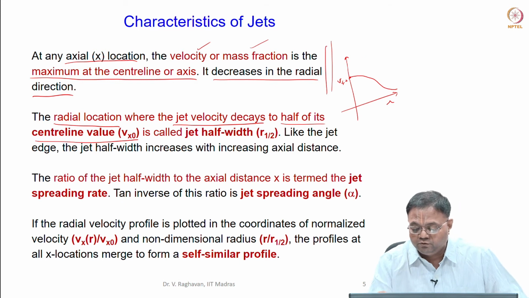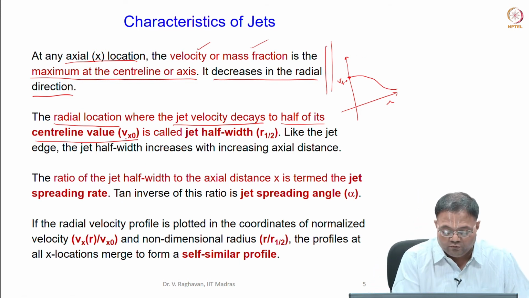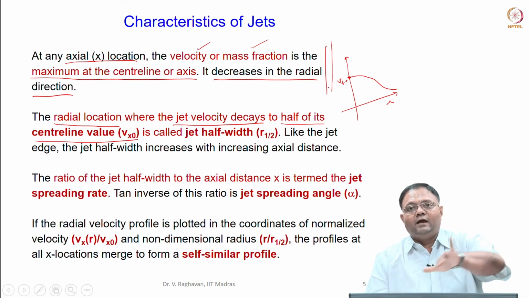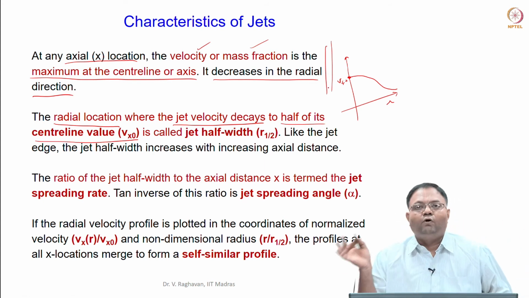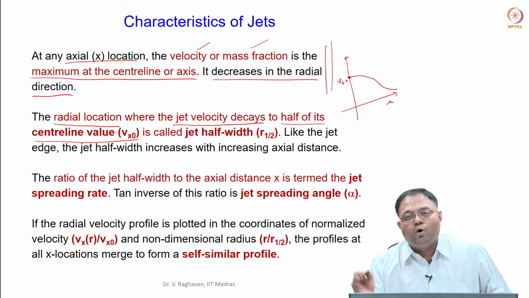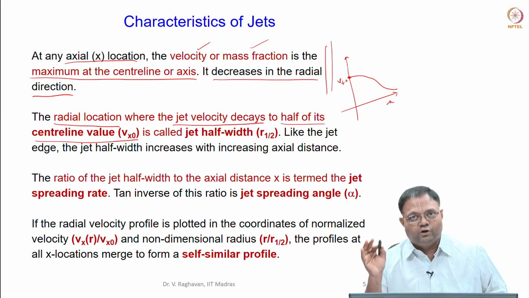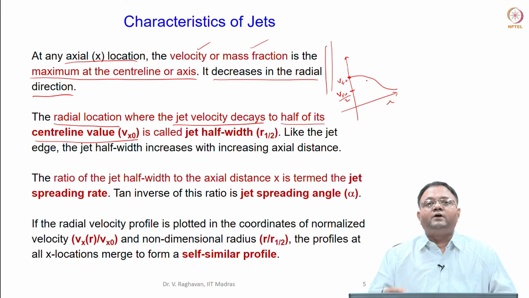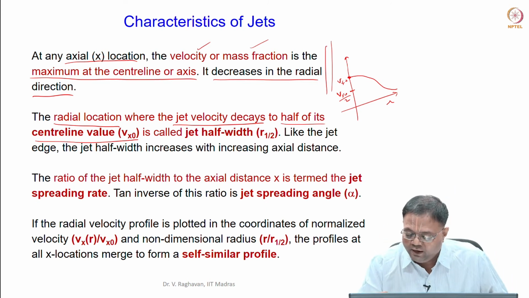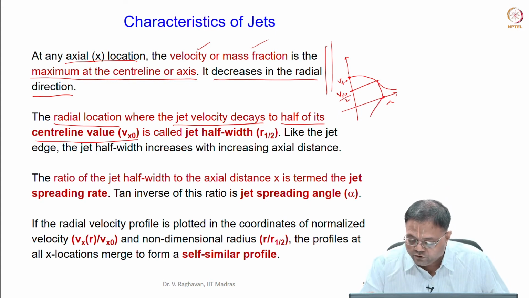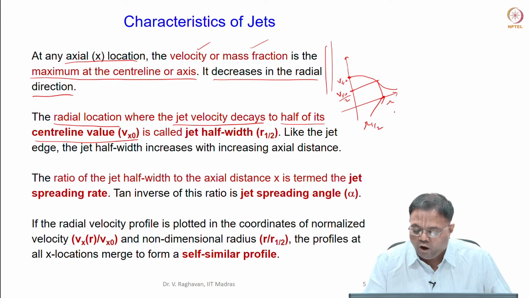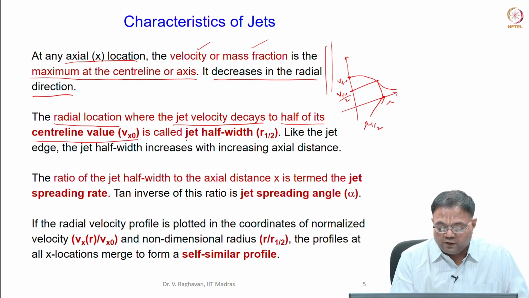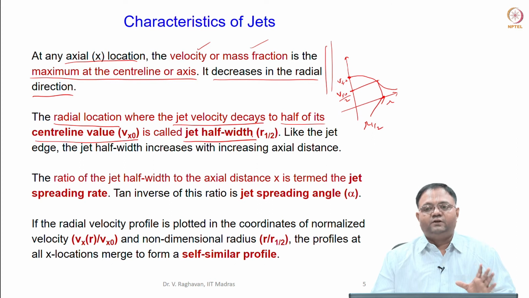So you can see that starting from the Vx naught value, the central line value, it decays to a low value at far field. So instead of going till infinity or a very long radial location, let us take this as Vx0 by 2, half of the central line value, and see what is the radial location at which it is attained. This location is called R half, or suffix half, that is called jet half width.